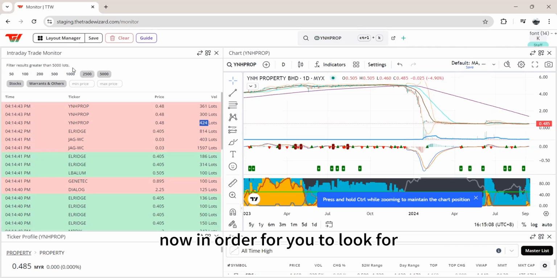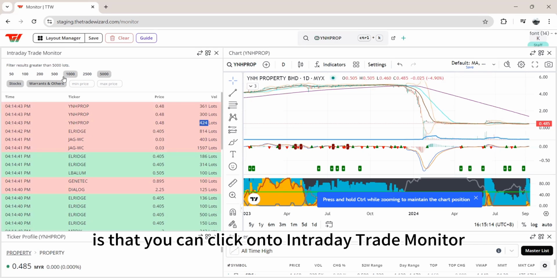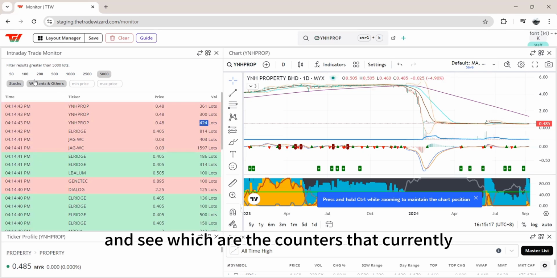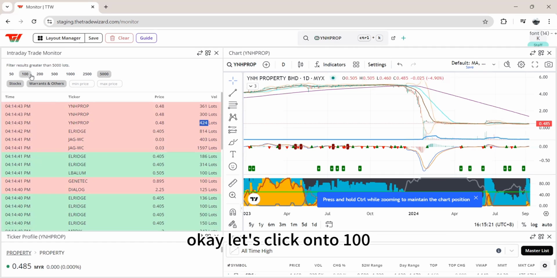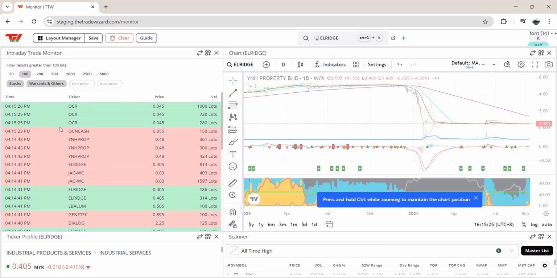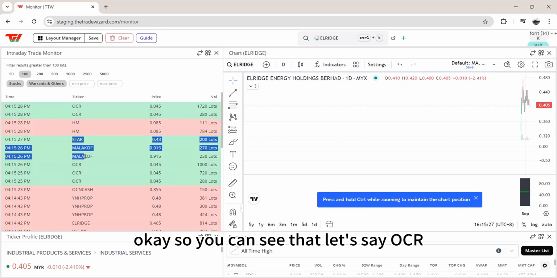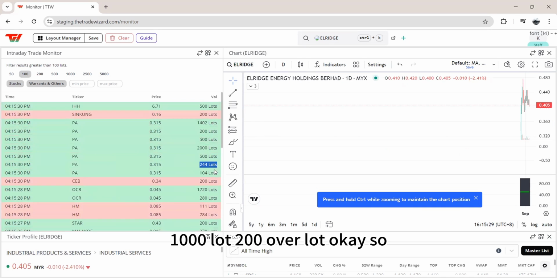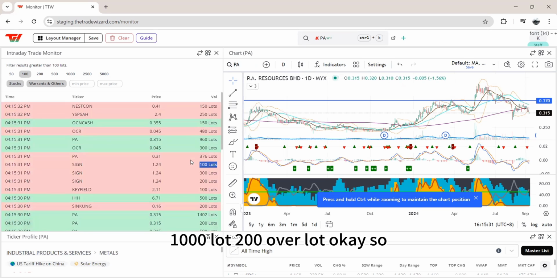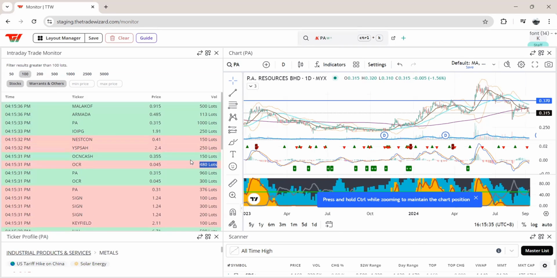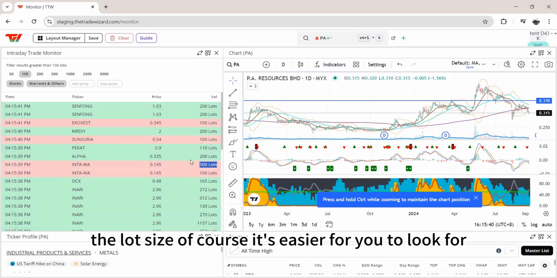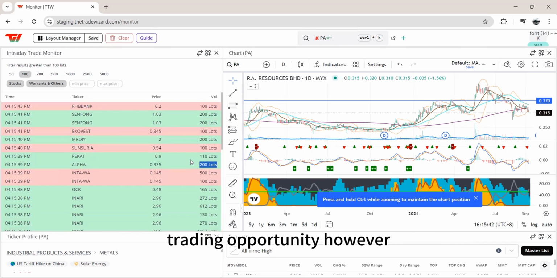Now, in order for you to look for stock opportunities to trade, normally one of the ways is that you can click onto Intraday Trade Monitor and see which are the counters that are currently being traded actively. Okay, let's click onto 100. Okay, so you can see that, let's say, OCR being transacted at 1,000 lots, 200 over lots. Okay, so the smaller the lot size, of course, it's easier for you to look for trading opportunities.